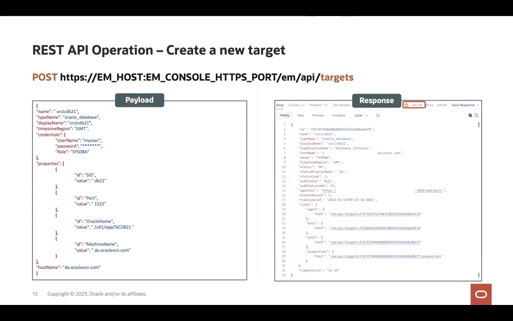On the right is the response. From the payload and completing the last operation, the response displays a 200 OK status and shows the target that was just created with the properties that I previously specified.